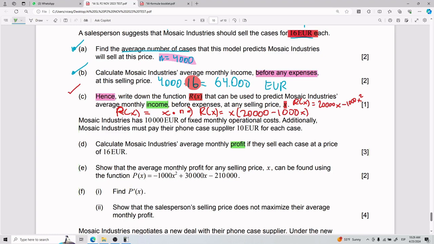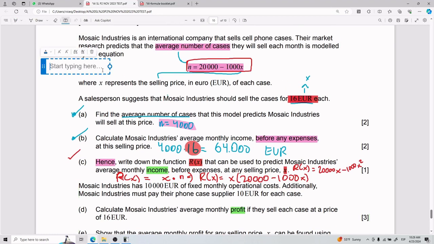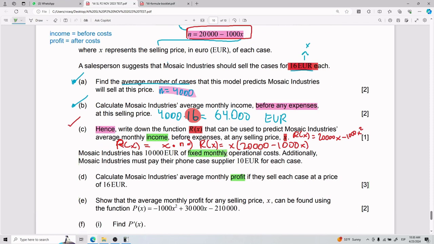So guys, unfortunately, you do need to know the following detail. Income is before costs. Profit is after costs. So it's very easy to have a positive income, but sometimes it's very hard to have positive profit. And so for profit, you need to acknowledge these costs. And they tell you that on the one hand, there's a fixed monthly cost of 10,000. And on the other hand, you need to pay your case supplier 10 euros for each case. And so you need to express all of that for part D.